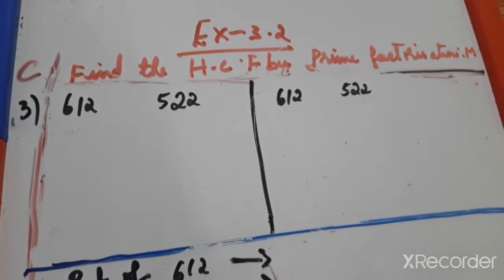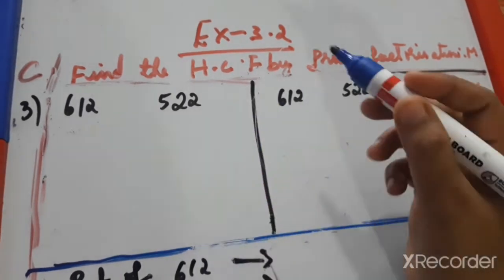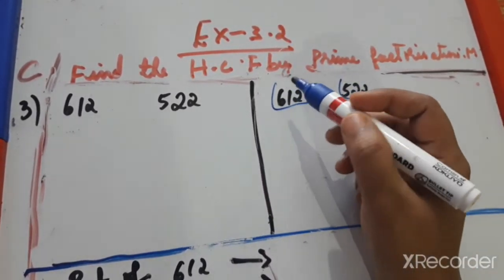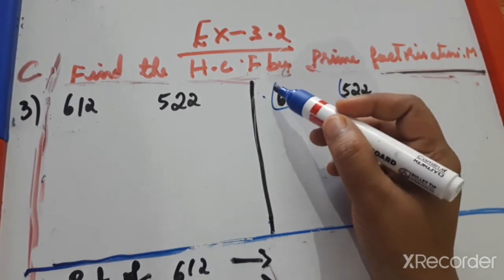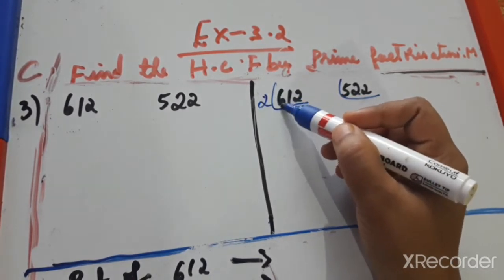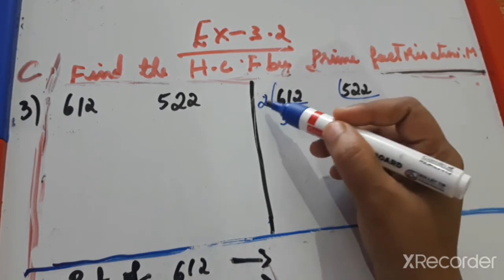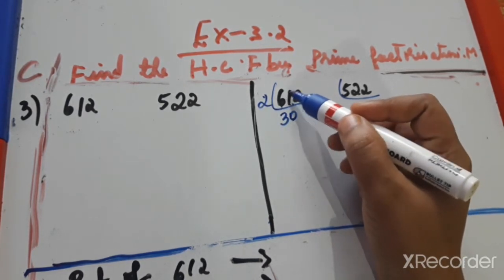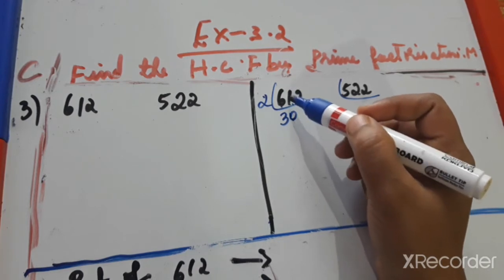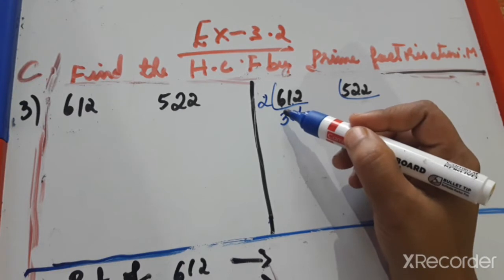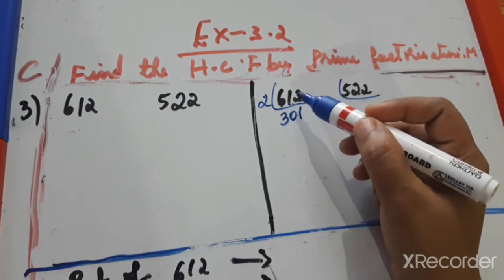Next, the third question, 612 and 522. We have to find the prime factorization. The last number is 2, so it multiplies with the 2 ones tables. Look here, 61 is nearer to 60, so we have to consider 2 30s are 60. When you are dividing, you get only a single number. So 2 30s are 60 and then 2 ones are 2.